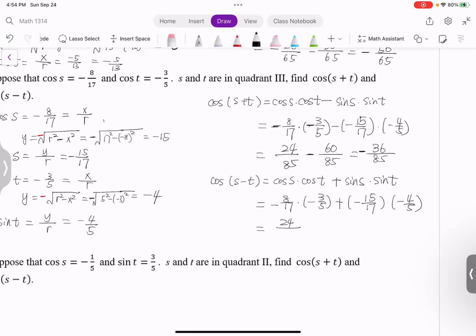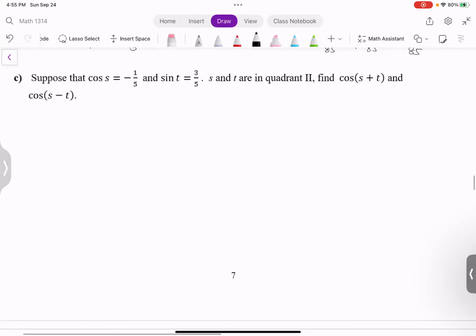Positive 24 over 85 plus 60 over 85. So we're having 84 over 85. Okay, let's see the next example.